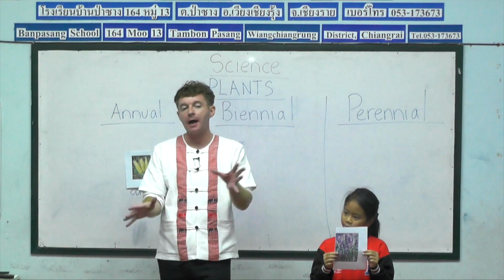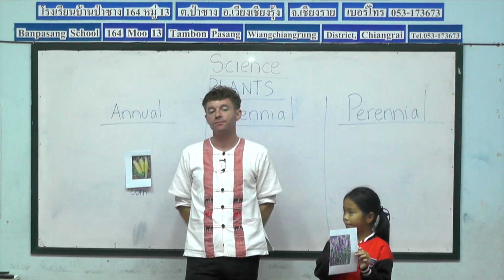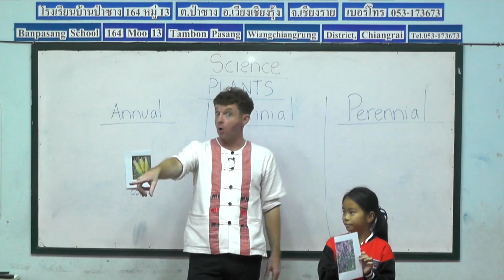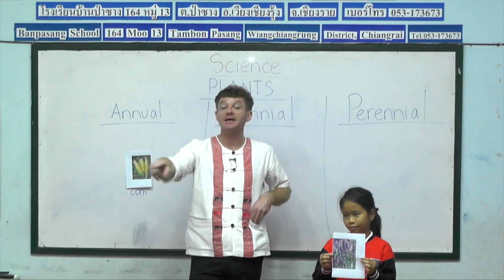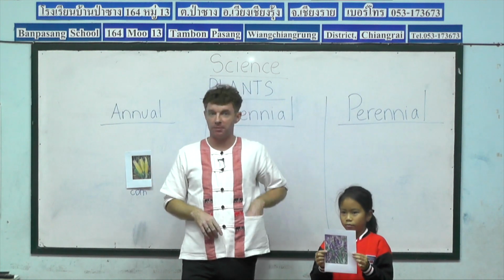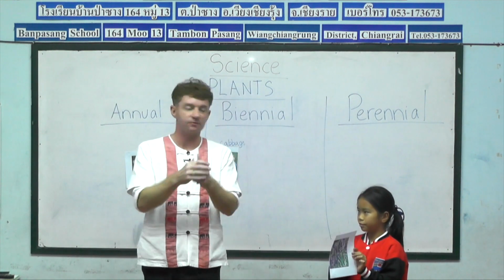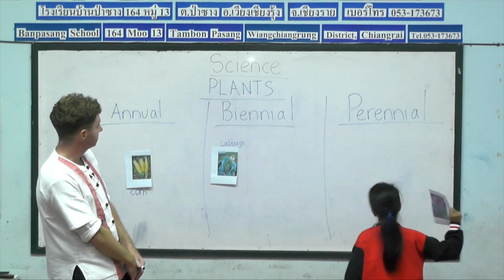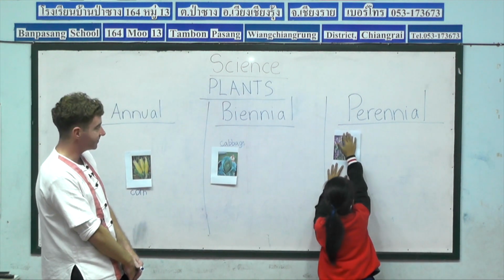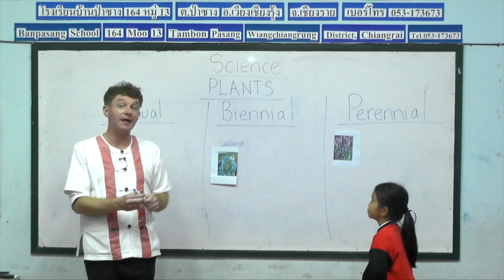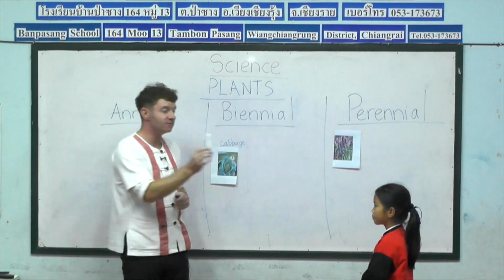But can you remember how long does the lavender plant live for? 3 years. 2 or more years, yes. So that means it's a perennial plant, more than 2 years. So Prau, which category? That's correct. Excellent. And now we'll help Prau to write the word lavender.